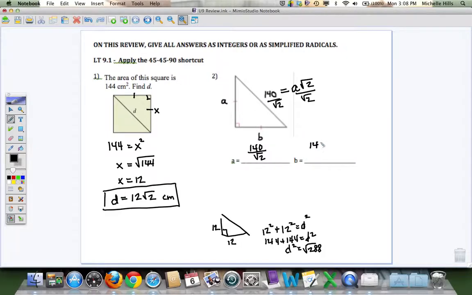So 140 over the square root of 2, because these two should be congruent to each other. They didn't give me units on this problem, so I don't need to write units in my answer. If you rationalize the denominator here, your answer would be 70 square roots of 2 on both of these.